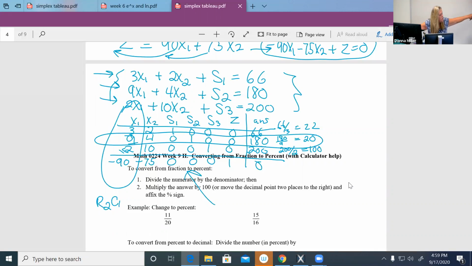Can you guys online see the board, if I walk over here? Can you see these numbers or no? Well, no. So we're going to write it down.